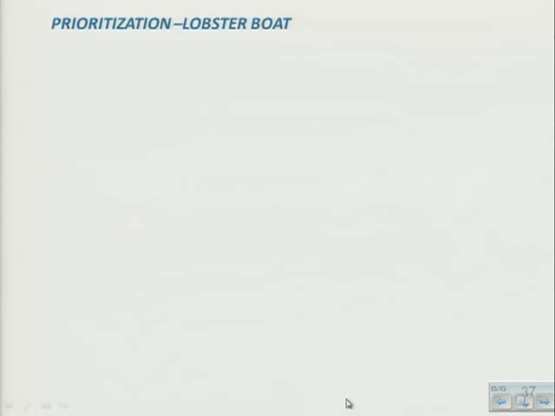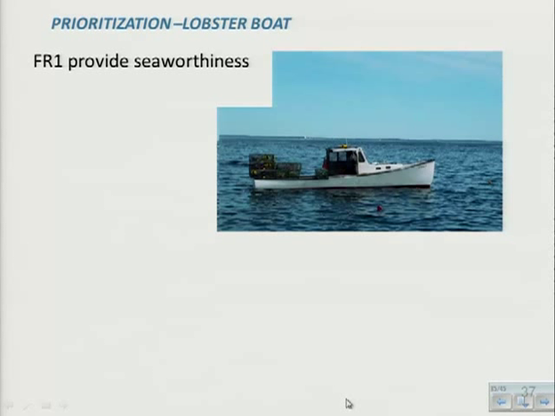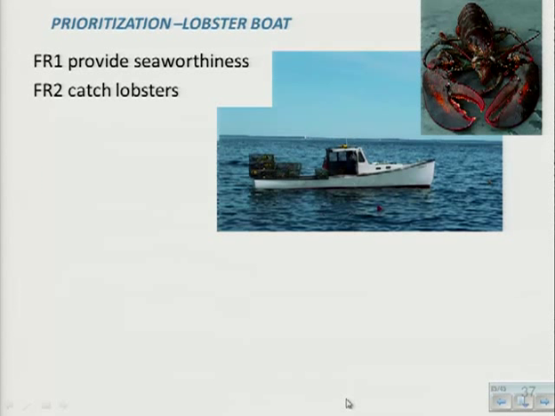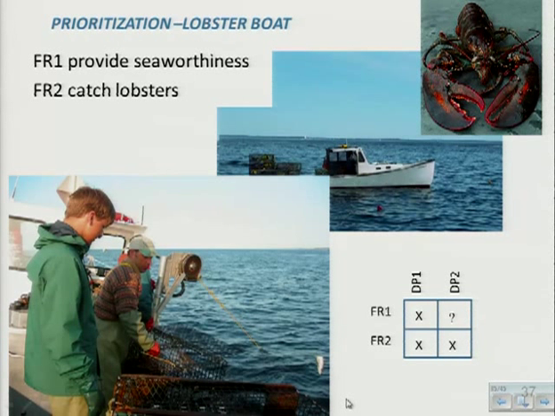All right, here's another example, lobster boat. FR1, provide seaworthiness. I want the boat to float. FR2, catch lobsters. So here is a boat operating, and I don't know if any of you have had the pleasure to do this, but the lobster traps need to be on the bottom of the ocean, and you've got to pull them up with a rope, and sometimes they're difficult to get up. So here's a little winch that's pulling the lobster traps up, and here they are, and you pull the lobsters out, and put them behind you, and you clean them up, and you get ready to put bait in them, and you get ready to throw them overboard again.